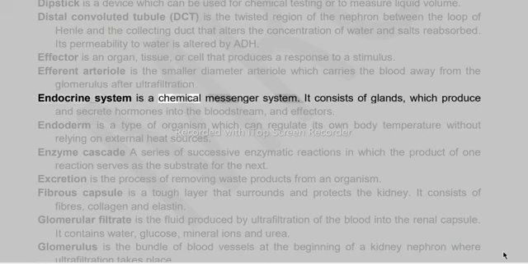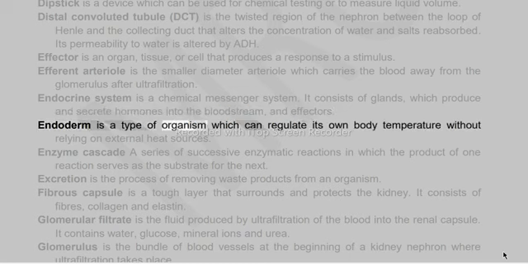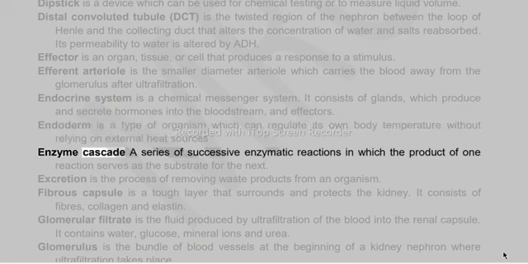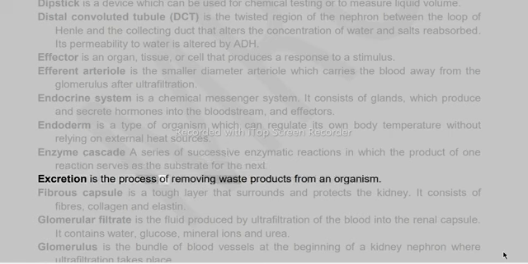Endocrine system is a chemical messenger system. It consists of glands, which produce and secrete hormones into the bloodstream, and effectors. Endotherm is a type of organism which can regulate its own body temperature without relying on external heat sources. Enzyme cascade: a series of successive enzymatic reactions in which the product of one reaction serves as the substrate for the next. Excretion is the process of removing waste products from an organism.